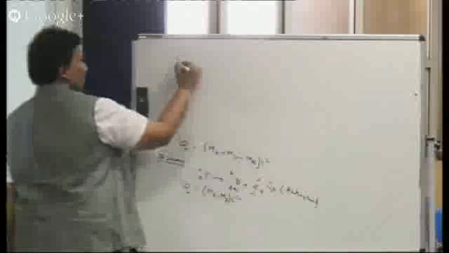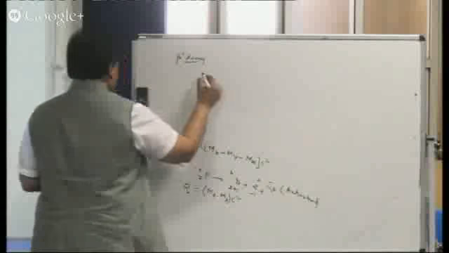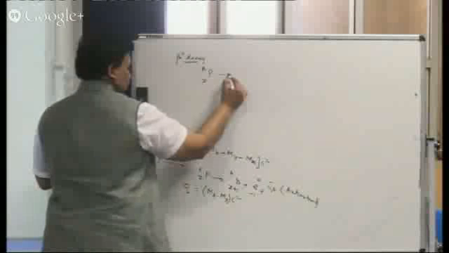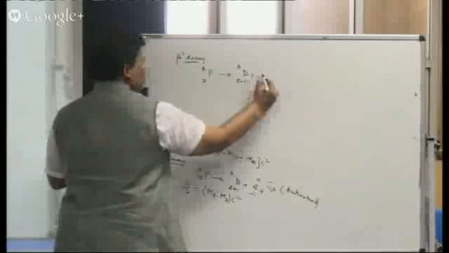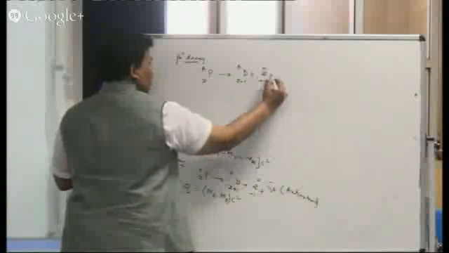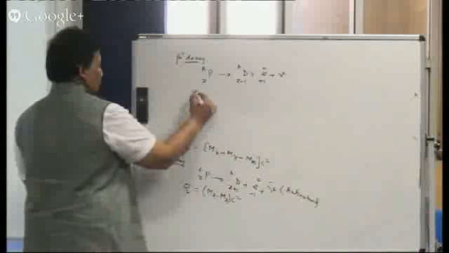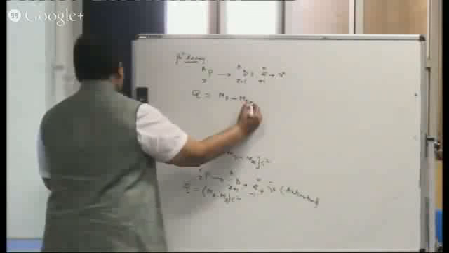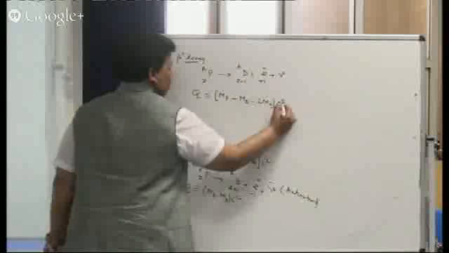दो इक्वेशन और रह गई. बीटा प्लस डीके, parent, daughter, positron, and a neutrino. This is a neutrino. इसका Q वैल्यू होता है, वो भी लिख लो आप, mp minus md minus 2 times mass of the electron into c square.